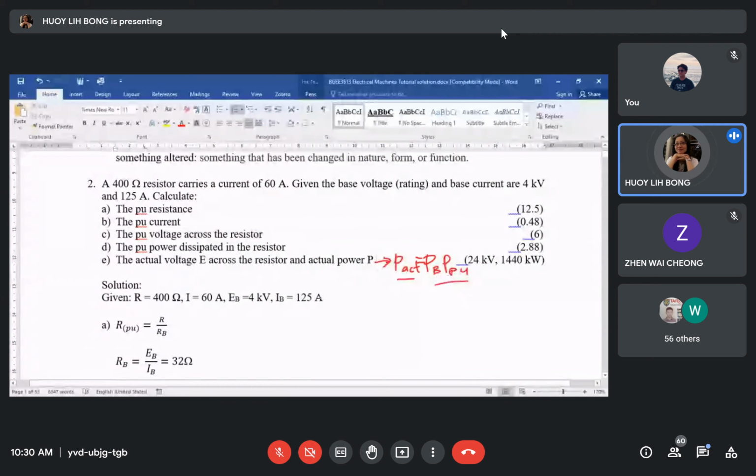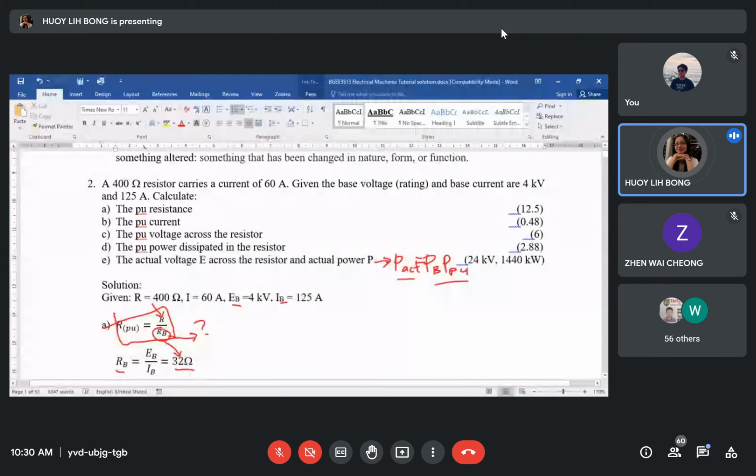So for the A here, first thing you do is actually write down the equation. When you write down the equation, you'll see that you have this R, but you notice that this is missing. So next thing you do is find this base value for the resistor, and you can use Ohm's law. We have the base value for voltage and current, and using this, we can find the base value for the resistor. So we substitute it in. If it's missing, find it.